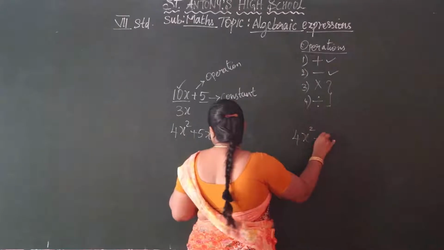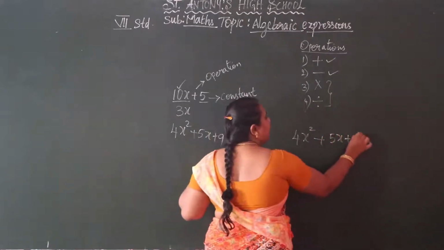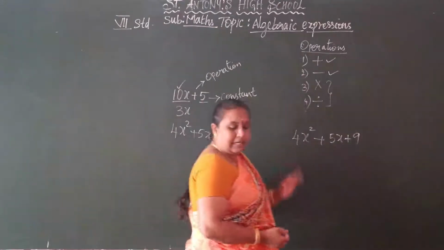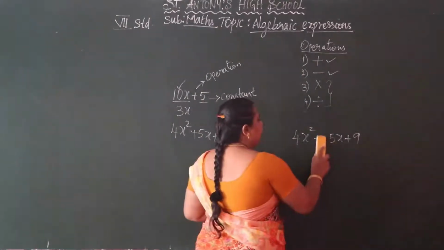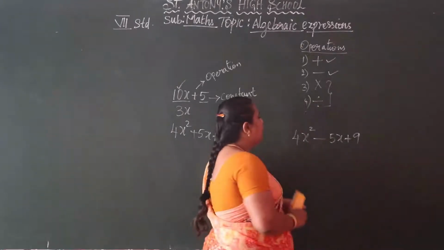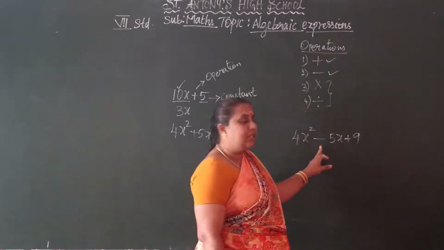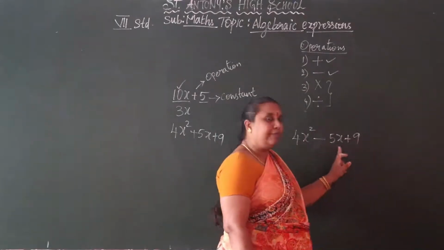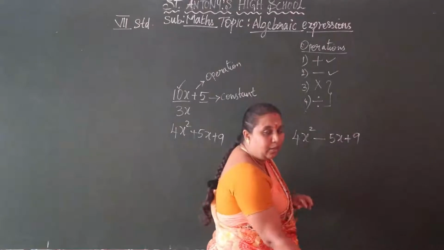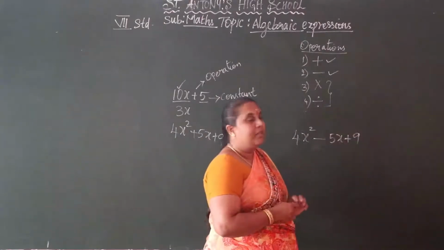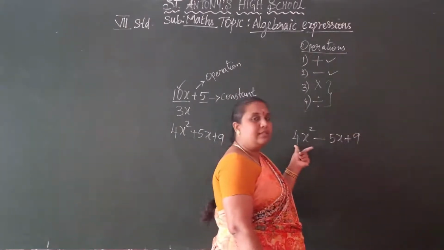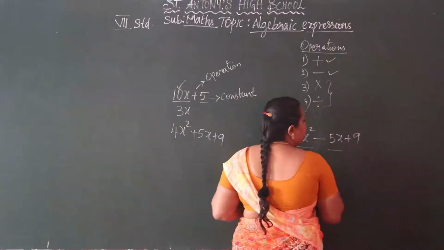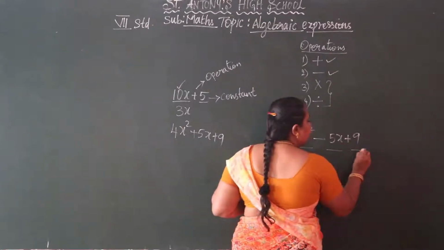4x square plus 5x plus 9. We have this example here. Let us take a minus, subtraction: 4x square minus 5x plus 9. Here we have how many terms? We have 3 terms. The first term is 4x square, another term is minus 5x, and another term is 9.